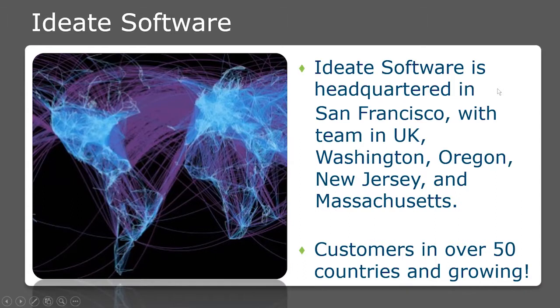So very quickly, Ideate Software is headquartered in San Francisco in the United States, but we have a team in the UK, in Washington State, Oregon, New Jersey, and myself, I am local to Microsol Resources in Massachusetts, just outside of Boston. We have customers around the world in over 50 countries. Basically, I always say wherever there is Revit, there is the need for Ideate Software.